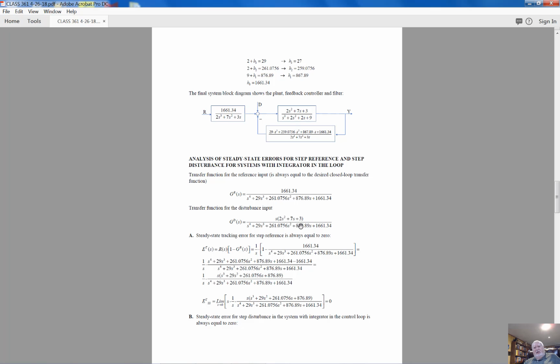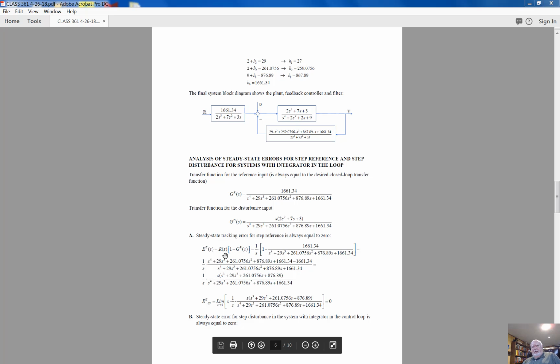I did everything correctly when I was obtaining this transfer function. Look, because of this integrator, I'm getting s in the numerator of the system, which will be important for our analyses. Transfer function for the reference, transfer function for the disturbance. Next, I will investigate steady state tracking error for step reference. And I can tell you it will be equal to 0, because this analysis is not much different from the analysis that we ran before.